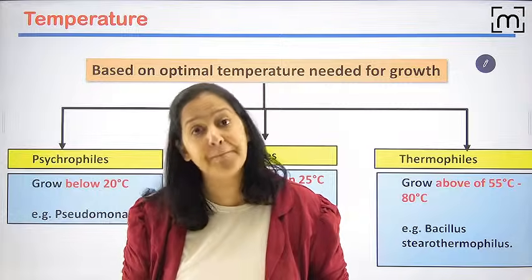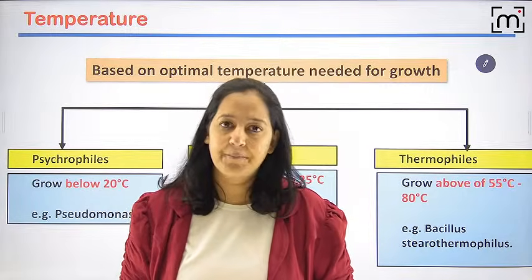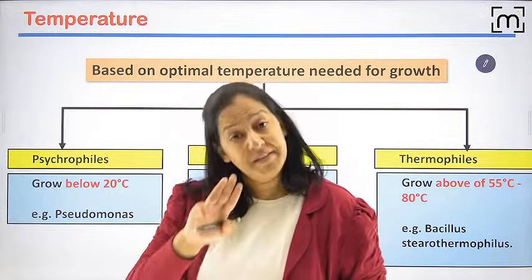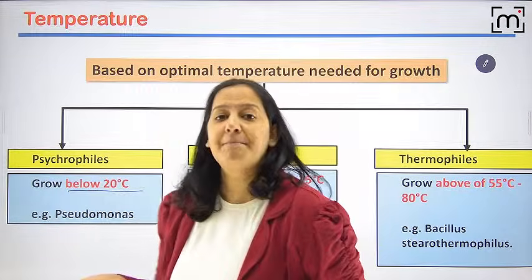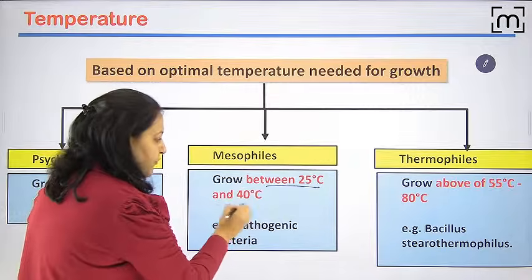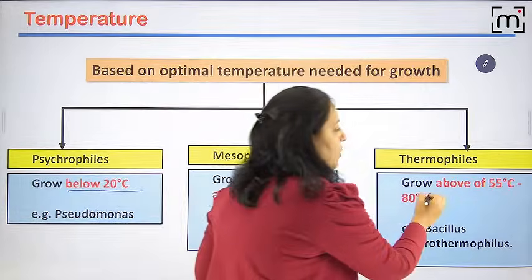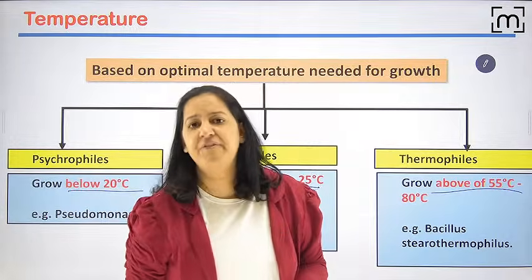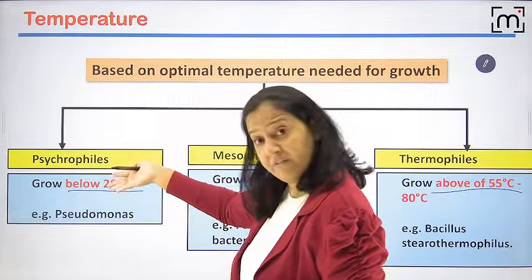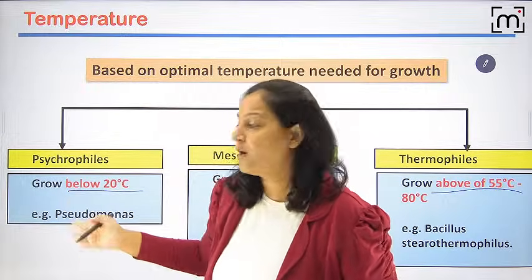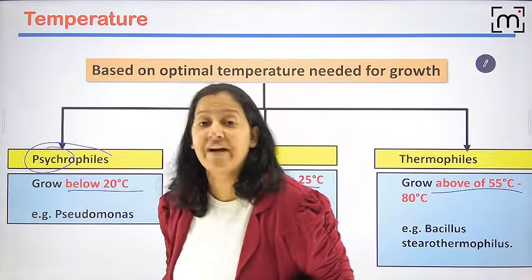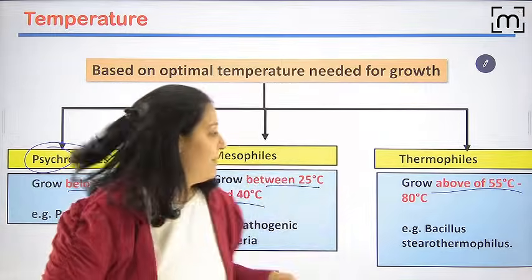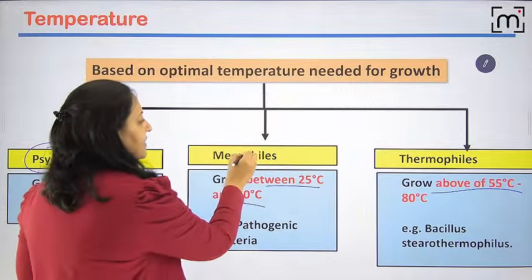Now, based on temperature, can you classify the bacteria? Based on temperature requirement, there are 3 types of bacteria: those which grow below 20 degrees, those which grow between 20 to 40, and those which grow above 50, from 50 to 80 degrees. The bacteria which grow below 20 degrees, in cold, are cold lovers. They are known as psychrophile. This is your MCQ. The bacteria which grow at 20 to 40 are mesophile.